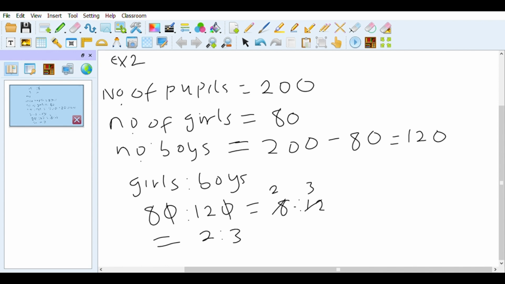If you do not want to cancel out the two zeros, you can look for a number that can divide 80 and 120 at the same time, which is 40. If 80 is divided by 40, you have 2. And if 120 is divided by 40, you will also have 3.